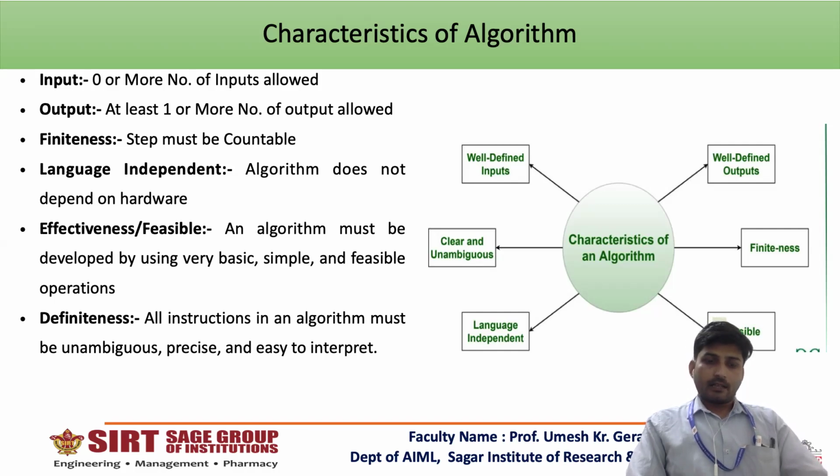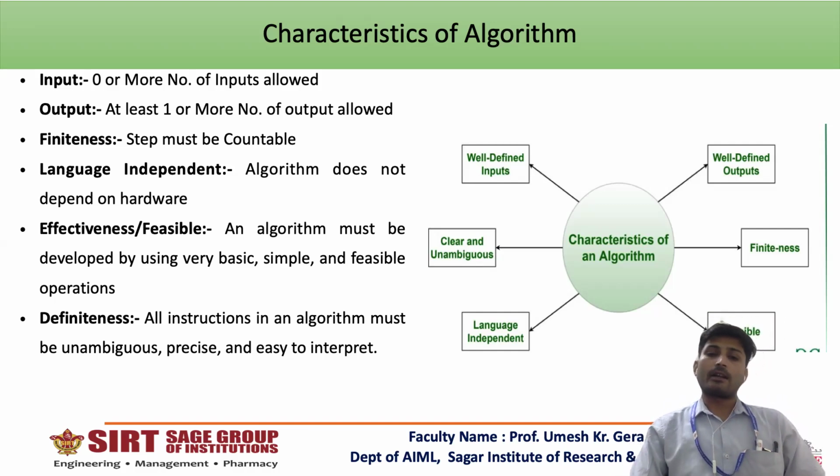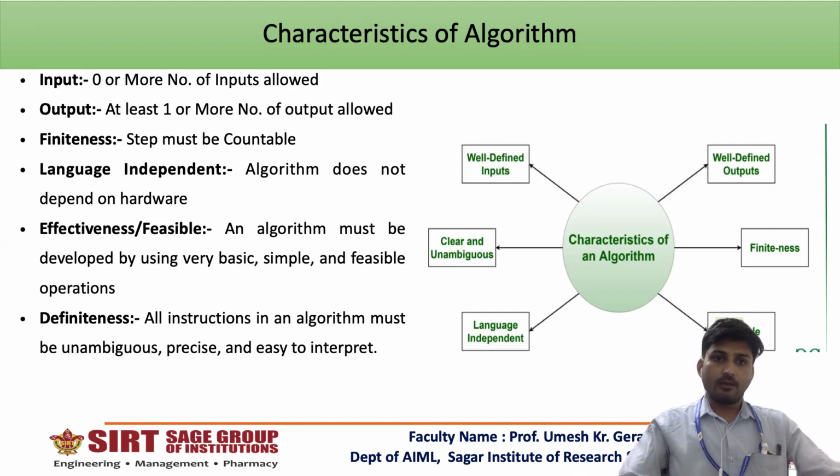Then the third characteristic is finiteness. What is the meaning of finiteness? Whenever you write a solution for a particular problem, that problem must be solved after a finite number of steps, or the sequence of steps must be countable. Otherwise, we cannot say that the problem can be solved in finite time. So this is a very important characteristic of algorithm.